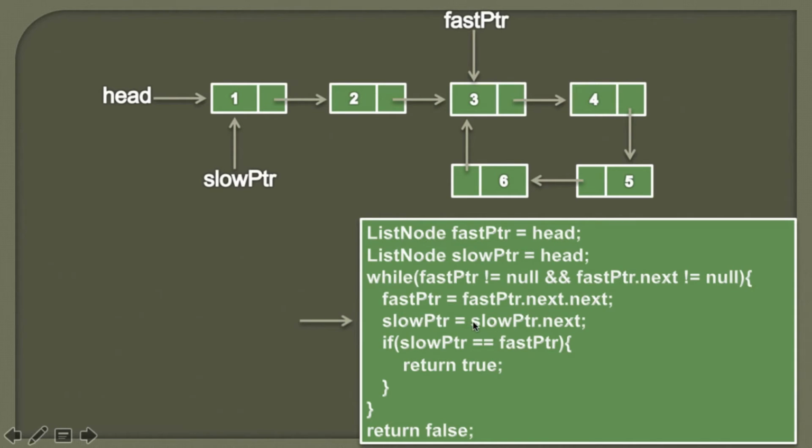Now here we are simply traversing slow pointer by one position. So we are assigning slow pointer next value to slow pointer. So slow pointer is currently pointing to the first node and its next is pointing to the second node. So we are simply traversing it by one position. So it would look something like this.